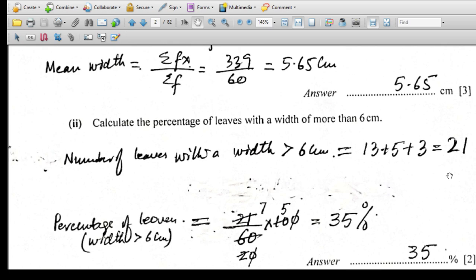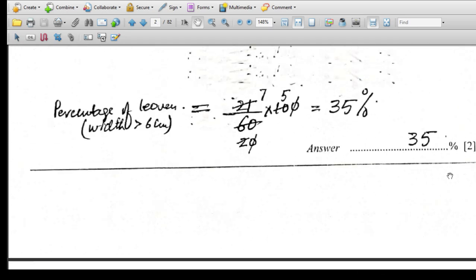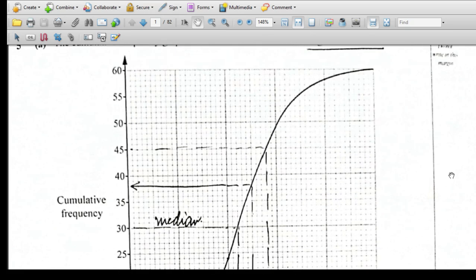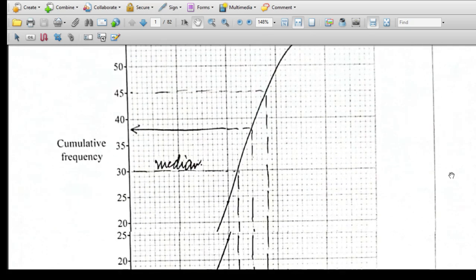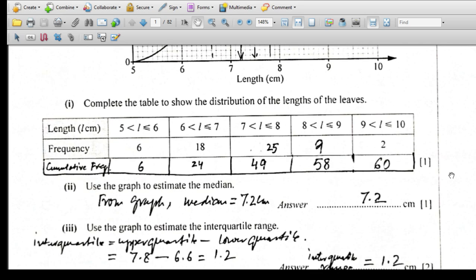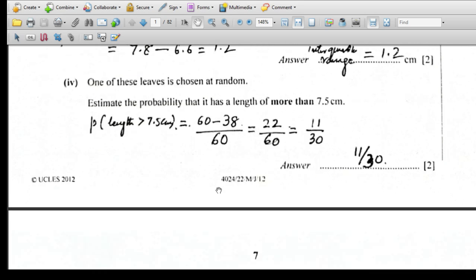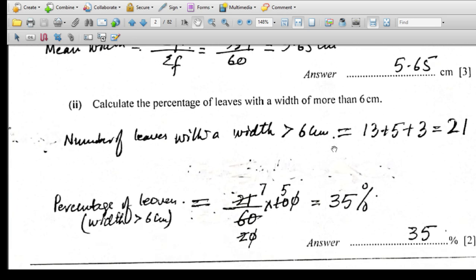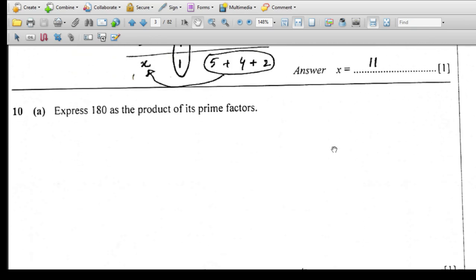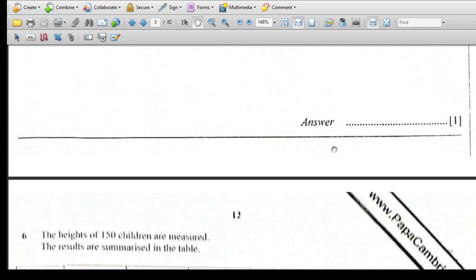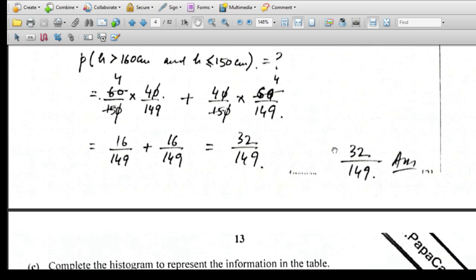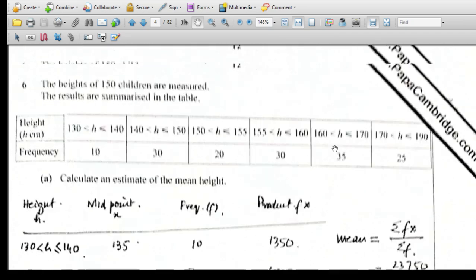So this is question number 5 from June 2012, paper P2, Mathematics 4024. In the next session we will discuss questions from some other years.